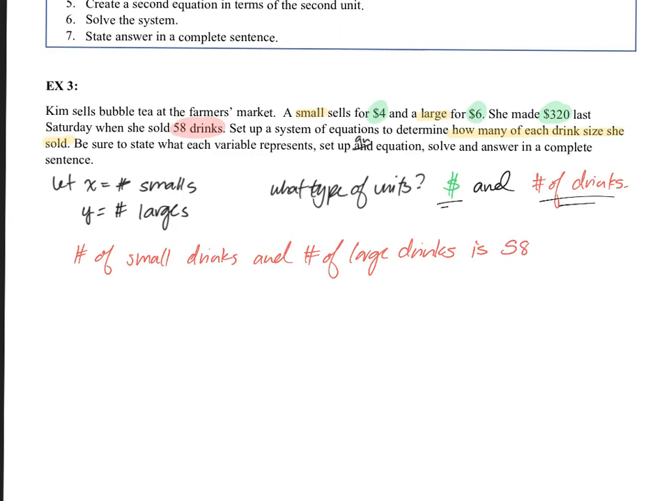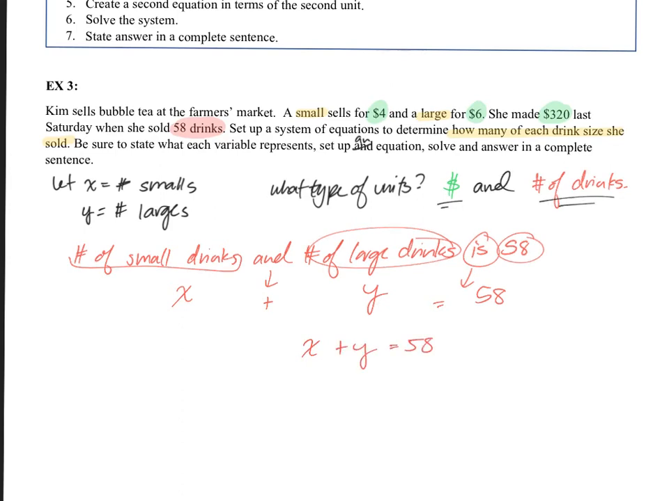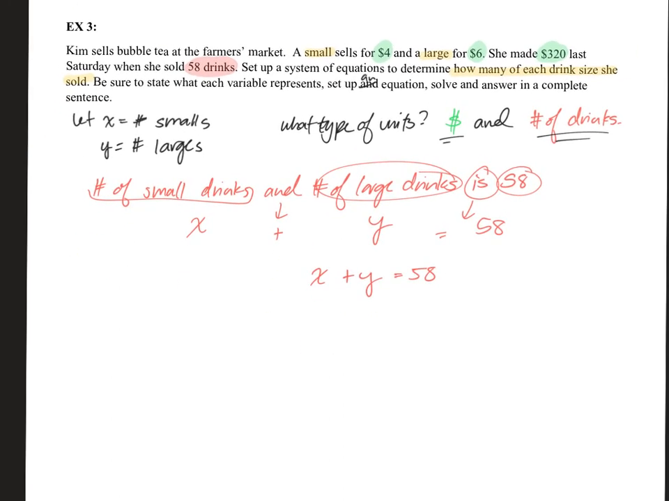Well, I could write this as an equation. What is the number of small drinks? That is x. And then what is the number of large drinks? That's y. And in math, and is just the plus sign. Is equals, and then 58. So right here we have our first equation: x plus y is 58. That's the total number she sold. Let's go ahead and box that equation.